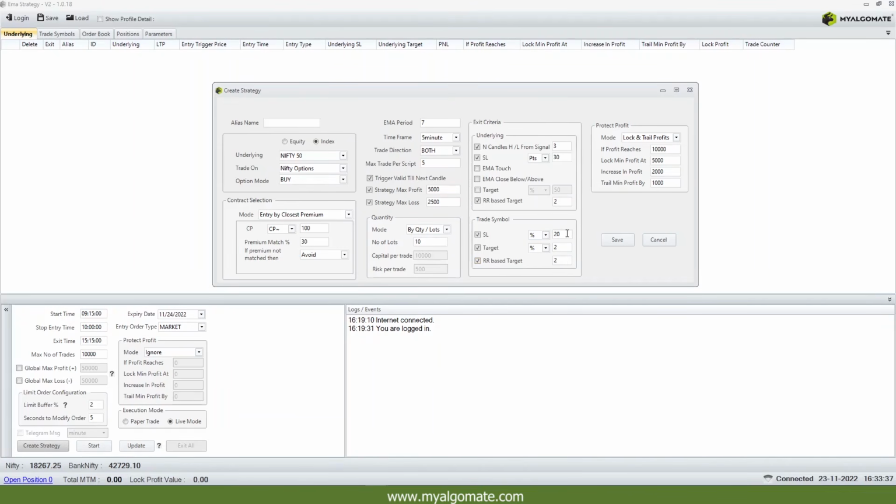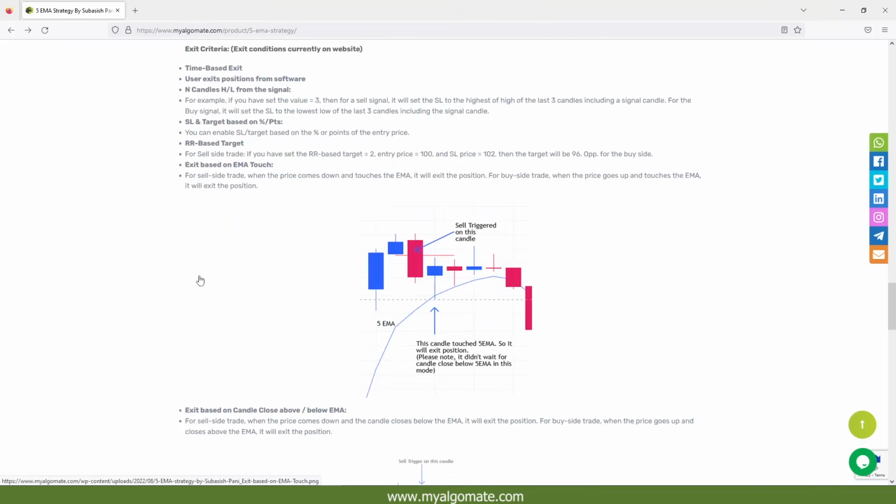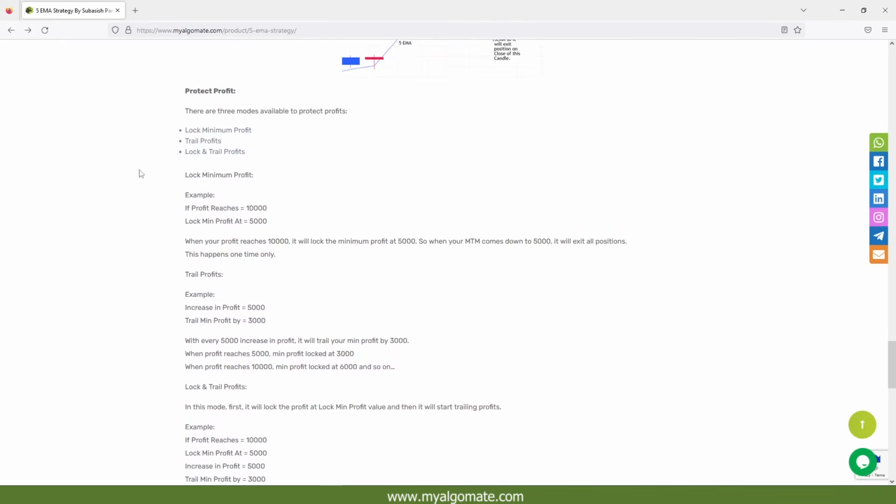So in this case, if your entry price is 100 and your stop loss is 80 rupees, then if your reward to risk is 2:1, then your target will be 140 rupees, like that. Now there is one option given to protect the profits. There are 3 options available: lock minimum profit, trail profit, lock and trail profit. So I'll just explain each. The explanation for the same is given on the website as well.